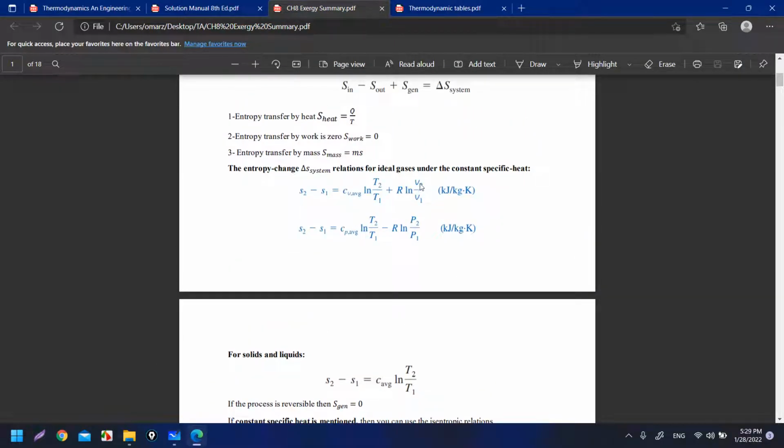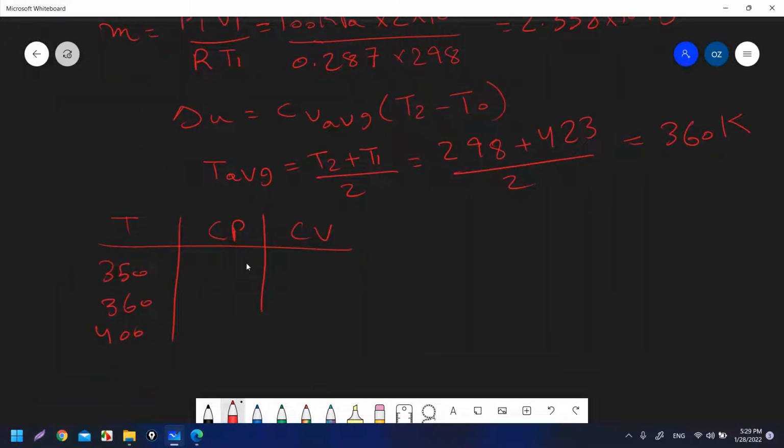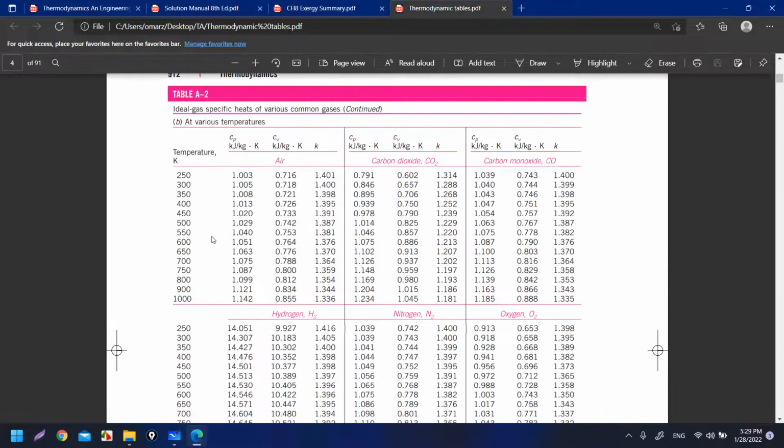Okay, we don't have the volume till now, so we'll use this equation with P2 over P1. You can also use the other equation, you are free to use any one of them. But I will use Cp here also. Cp and Cv. So I will take the numbers beside 350 and 400.